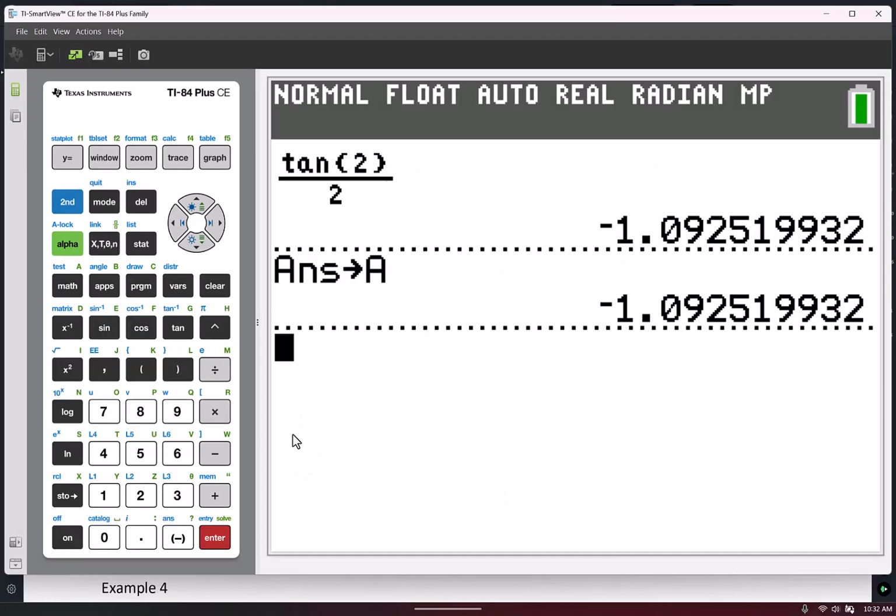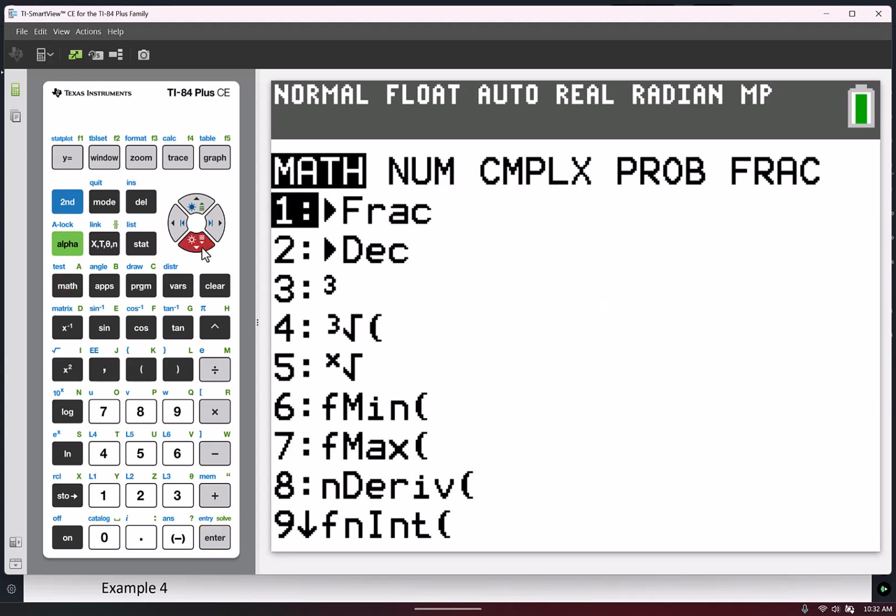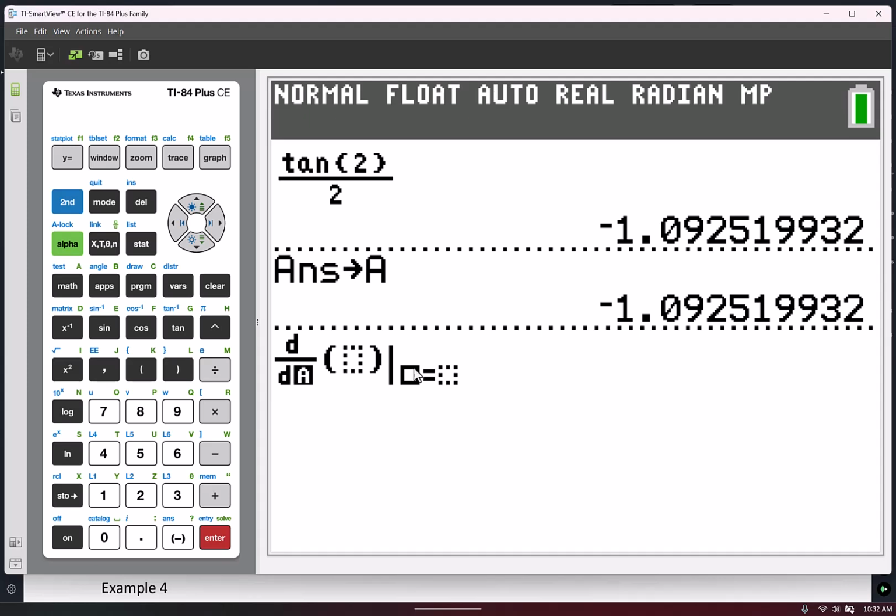so take your calculator. You guys ready? Push the math button. Scroll down until you see numeric derivative. So in mine is number 8. Actually, for everyone should be number 8. Push enter, and then you'll get this notation. Put an x in there.